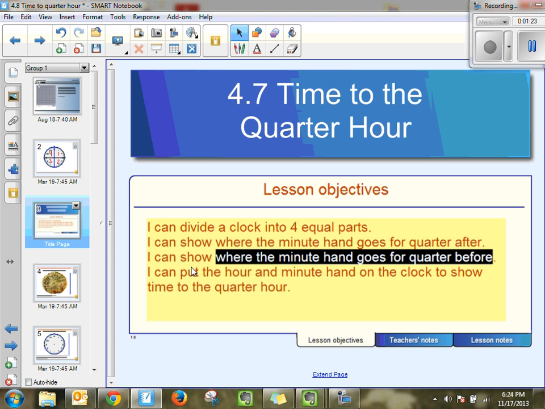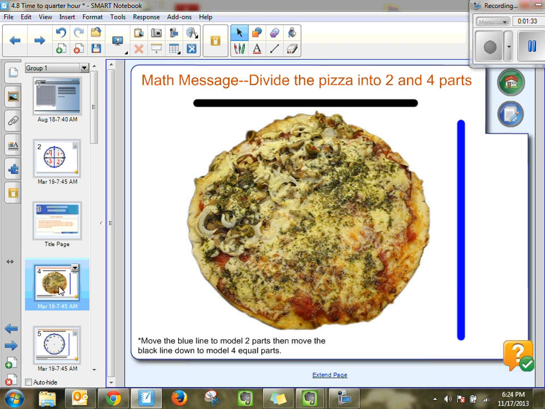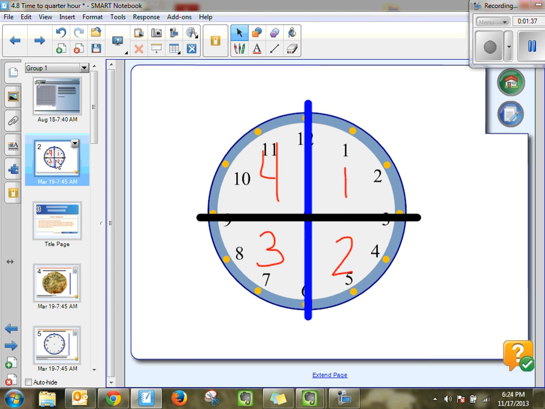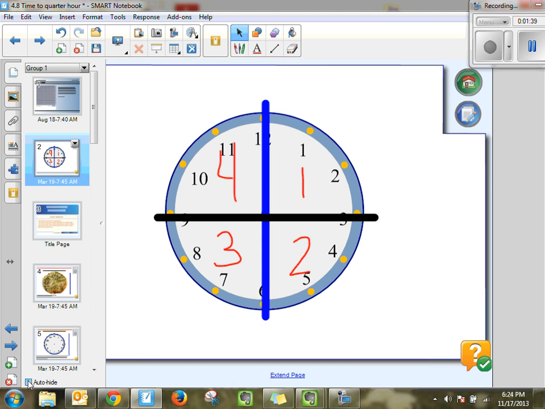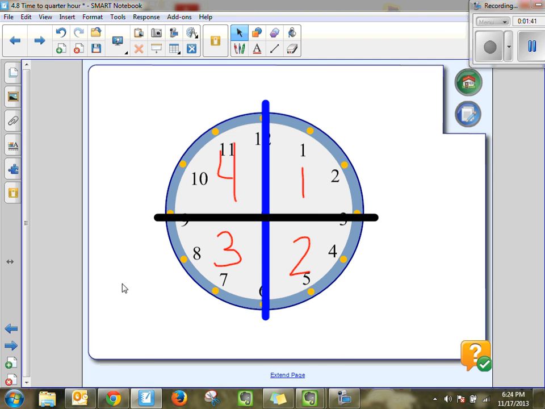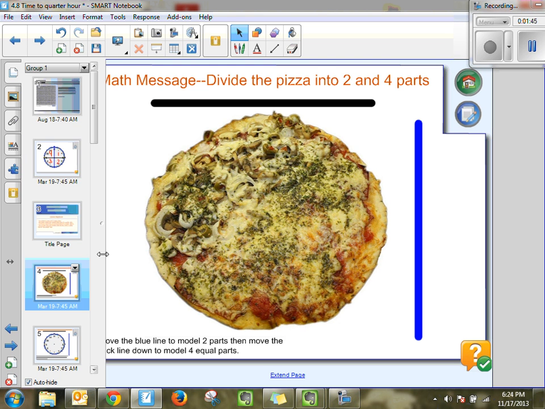Now this is going to be kind of a tricky lesson, so it's important that you pay attention. But the first thing is we're going to review a little bit about telling time, as well as what it means by quarter hour. So now I've got a picture of a pizza here, and I want you again to think back to this clock that I showed you earlier that I had divided into 4 equal pieces. Now that we've divided it into 4 equal pieces, I want you to look at this pizza.